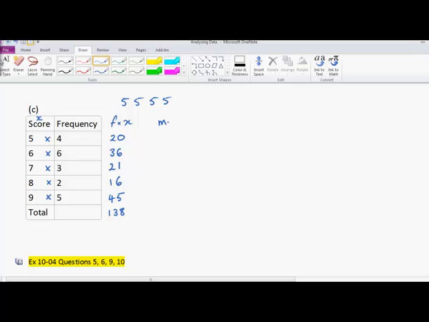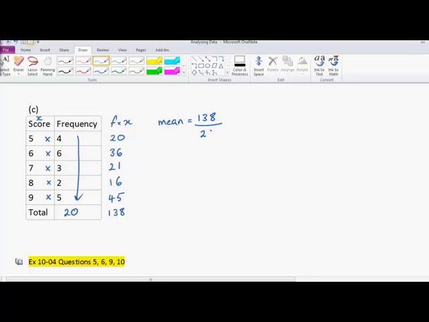So for mean, total of all my scores is 138. I also need the number of scores. So the number of scores is going to be the total of my frequency column, because remember that's how many scores there are. So if I add up my frequency column here, I've got 4 plus 6 is 10, 13, 15, 20. So I've got 20 scores.